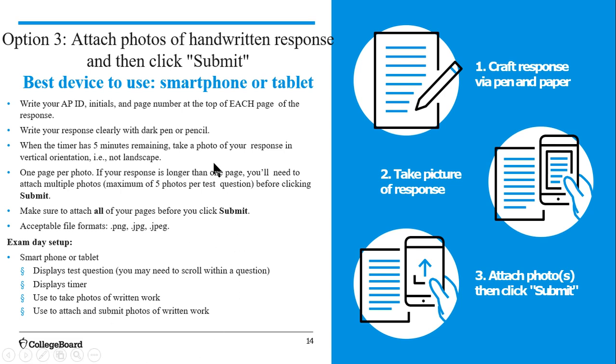Yeah, thank you. When the timer has 5 minutes remaining, take a photo of your response in vertical orientation, not landscape. That's something interesting. 1 page per photo. If your response is longer than 1 page, you'll need to attach multiple photos, maximum of 5 photos per test, before clicking submit. Make sure you attach all of your pages before you click submit.